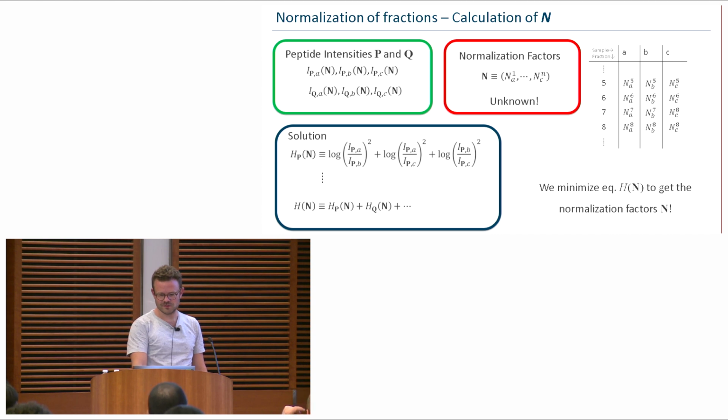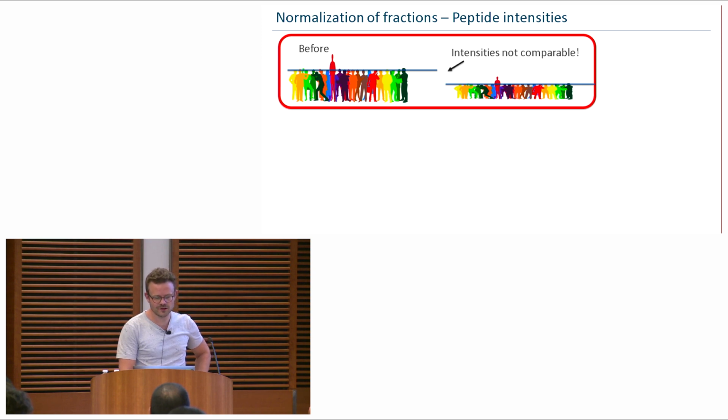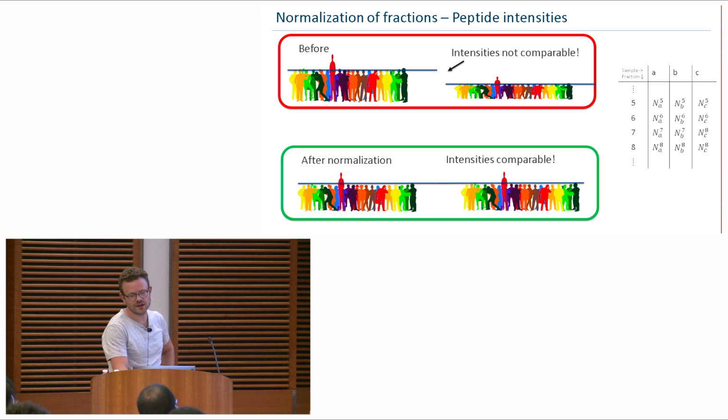Okay? So formulas are always a little bit difficult, so we can also have a look at a nice figure. These are our two runs before the normalization. Here we have a higher overall intensity than here. And we cannot compare that, we already know that. So then we take our normalization factors and apply them to all the peptide intensities, and then everything is comparable. Okay.